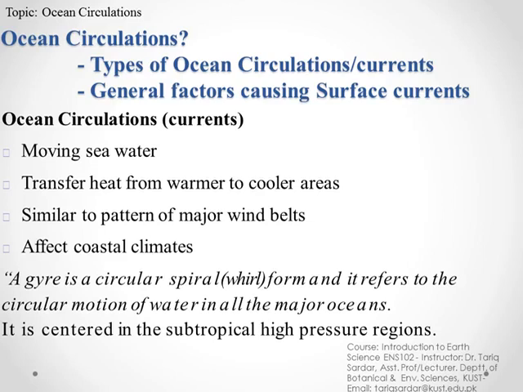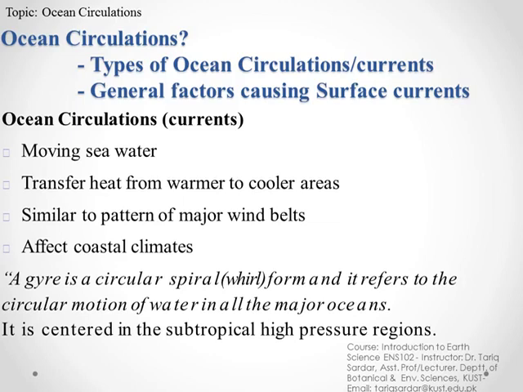Firstly, we will study what ocean circulations actually are. It's also called ocean currents, so don't confuse these two terms. It's almost the same. We will also study the types of ocean circulations or currents, and the general factors that cause surface currents or surface circulations, because there are two types of currents: deep currents and surface currents. So let's start by studying ocean circulations.